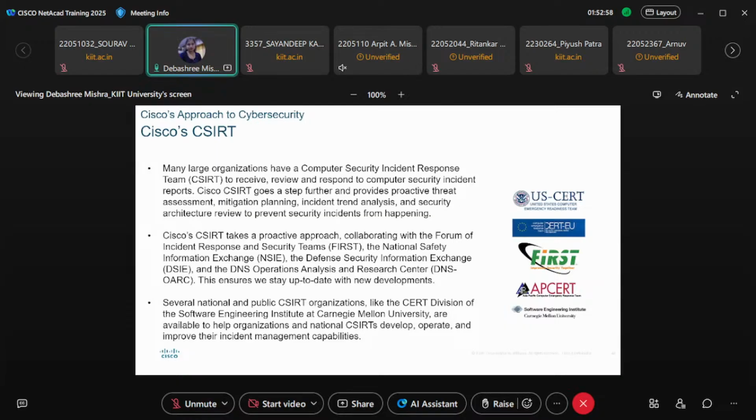Now, when you're talking about Cisco CSIRT, it is a proactive approach which collaborates with FIRST, that is the Forum of Incident Response and Security Teams, with NSIRT and DSIRT, and the DNS operations, analysis and research centers have already been established. So this ensures that we stay up to date with new developments. Developments means newly developed attack techniques and malware.